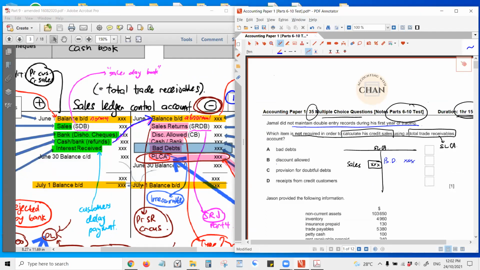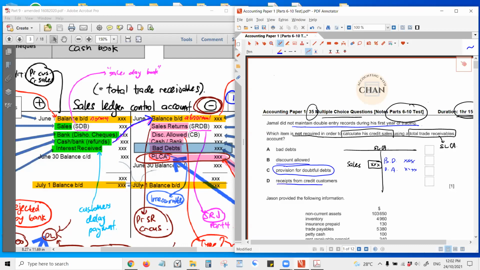Okay, discount allowed. Is it in the sales ledger control account? Yes, yes. So you need this to find the missing figure as well. Is the C in the sales ledger control account? No. Later I explain to you again. Not sure if you remember.